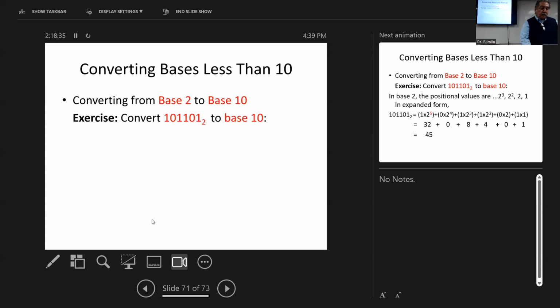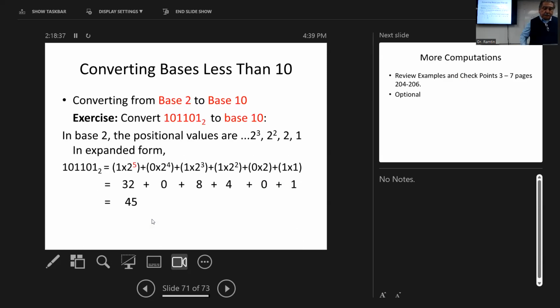Converting from base 2 to base 10, and again, this is another one. We are given this number, 101101, base 2. Separate the digits, 101101. Then the base is 2, so we put 2, 2, 2, 2, 2, in order. This one is 2 to the power of 0, which becomes 1. This is 2 to the power of 1, 2 to the power of 2, 2 to the power of 3.